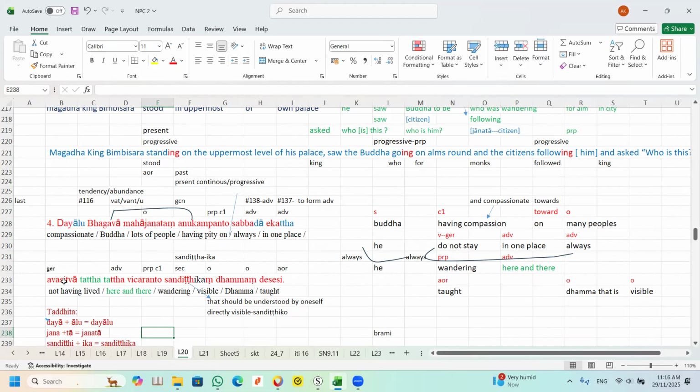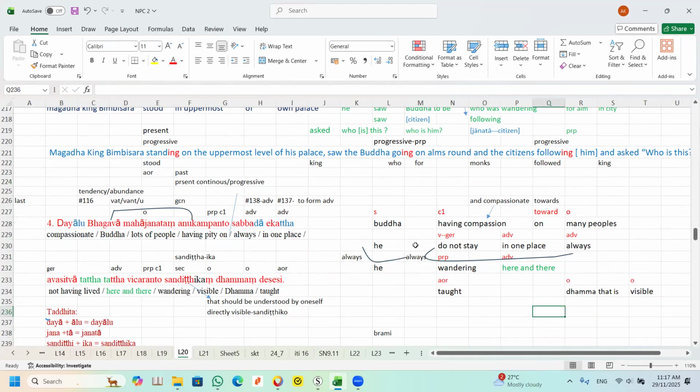You say he does not stay, because you use this one. Can you see this is a gerund? Stay where? Stay in one place. And then you can see the word sabda. Sabda is always. So in English, you say he does not stay in one place always.